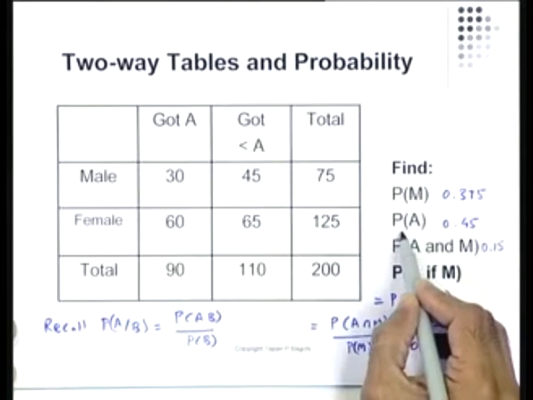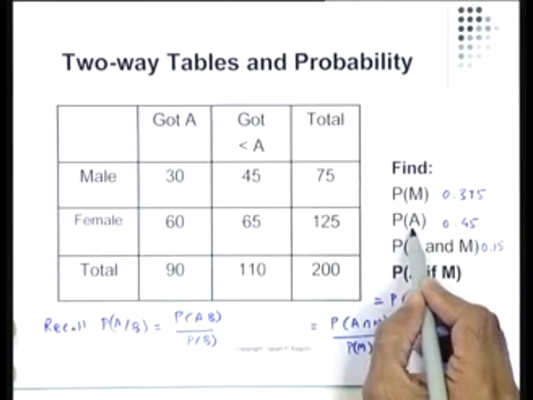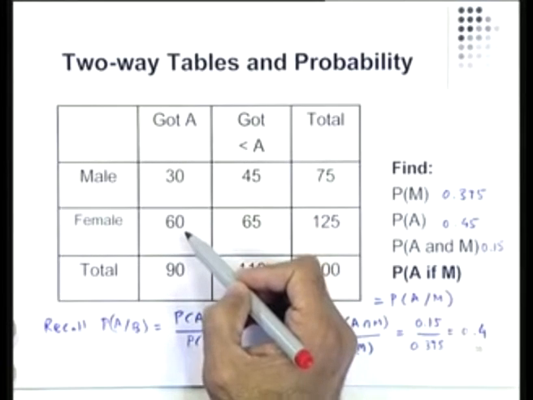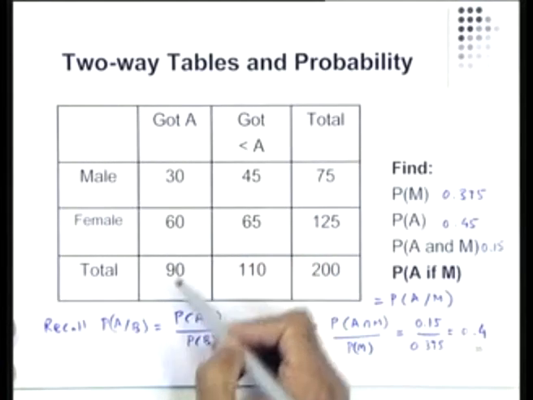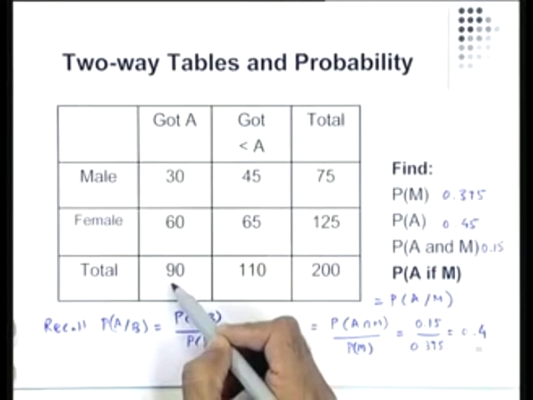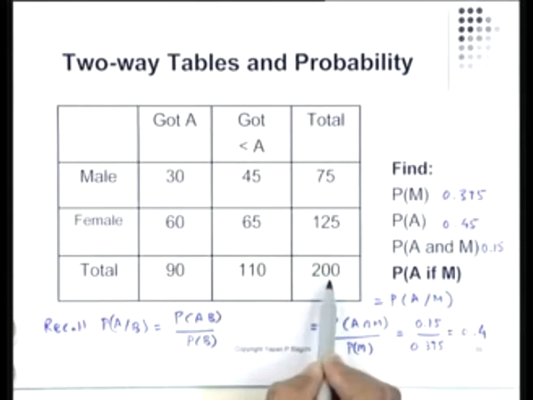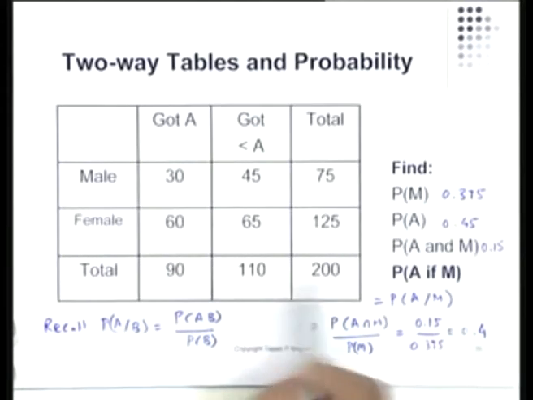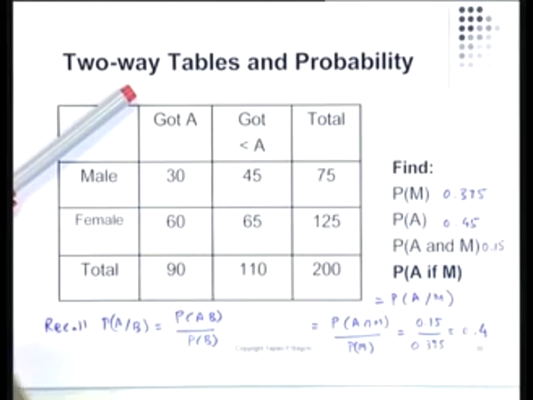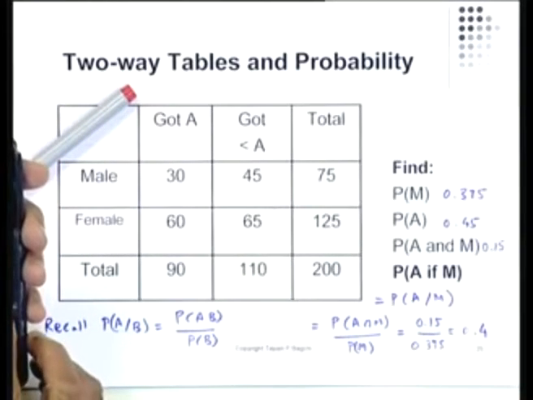What is the probability that the randomly picked student has scored A? A could have occurred two ways. Either he was male or he was female, or the student was female. Therefore, 90 is the count of students of any sex scoring A. Therefore, 90 divided by 200. That is the probability that the randomly picked student would have received A.